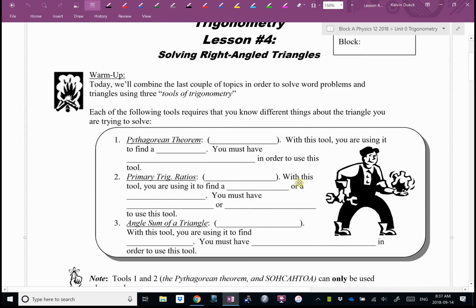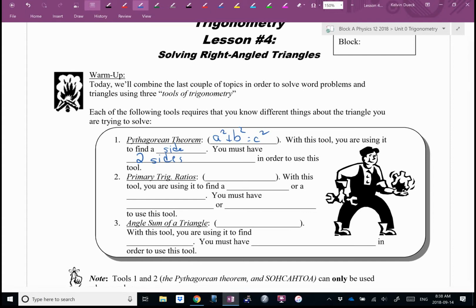So we've learned really three main tools of trig. Pythagoras, which was a squared plus b squared equals c squared. You're using Pythagoras, David, to find a side, and you must have two sides in order to use it. Could be a hypotenuse and a leg, could be two legs.